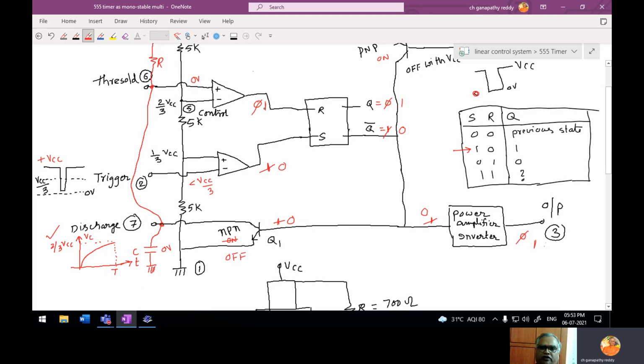This output will be 1. This is 1, this is already 0. So S is 0, R is 1. S is 0, R is 1 means what is the output now? 0. So this will go to 0. If this is 0, again this is 1. If this is 1, then output will be 0. When this is 1, this will be 1. Again, the transistor will go to on state. Then the capacitor will come to 0. This voltage will come to 0.